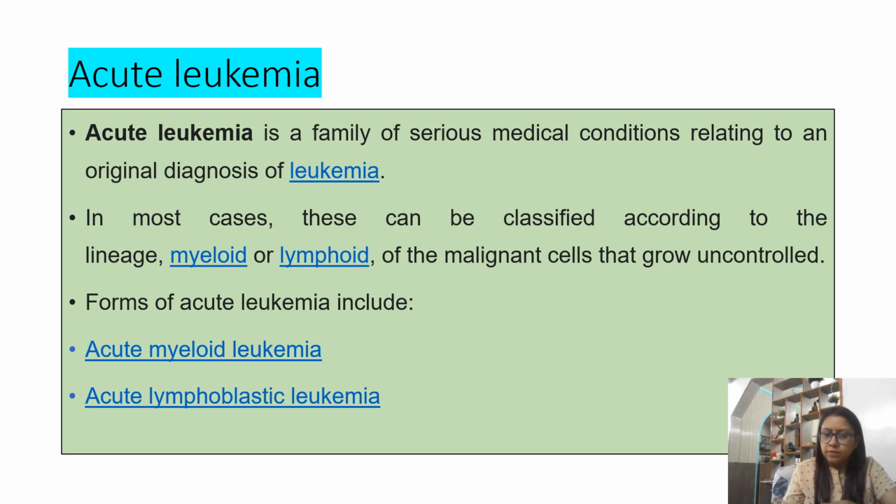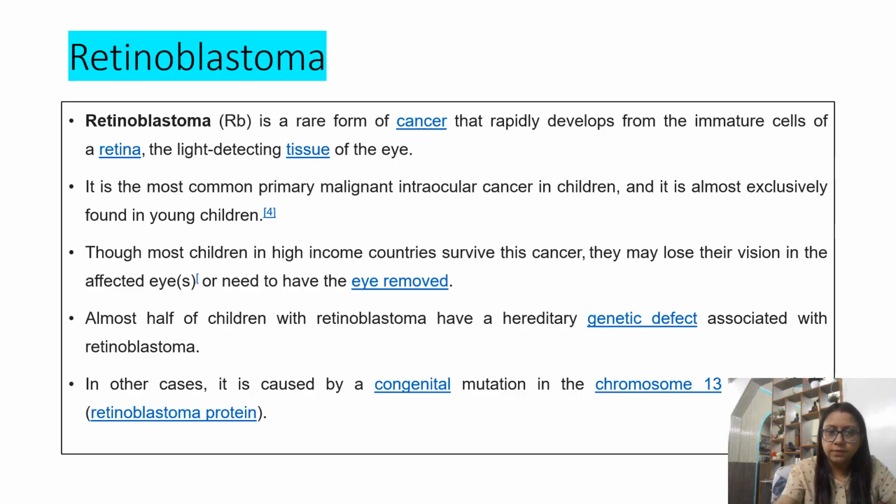So what is acute leukemia? Leukemia is actually a very serious medical condition, related to the original diagnosis of your leukemia. In most cases, we divide leukemia into two lineages. One is myeloid, the other is lymphoid. So they have uncontrolled growth. Fine. So acute leukemia includes acute myeloid leukemia and acute lymphoblastic leukemia.